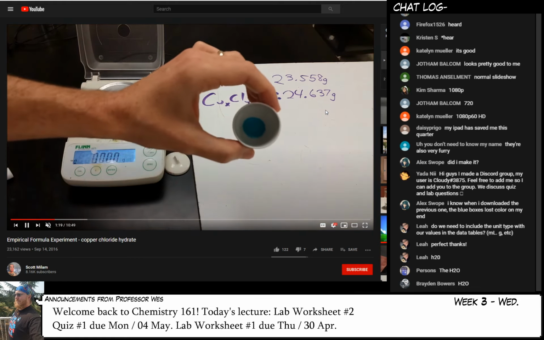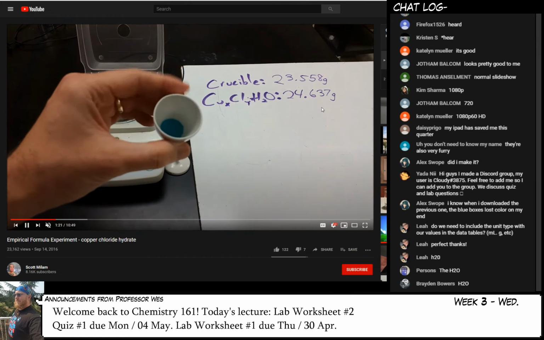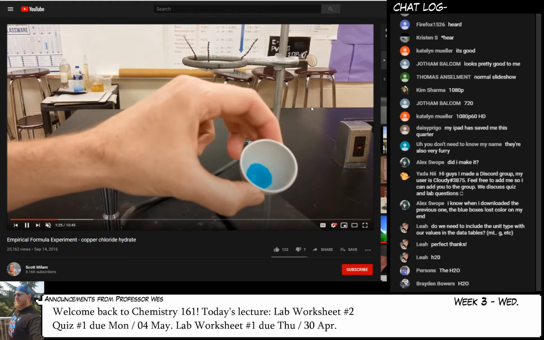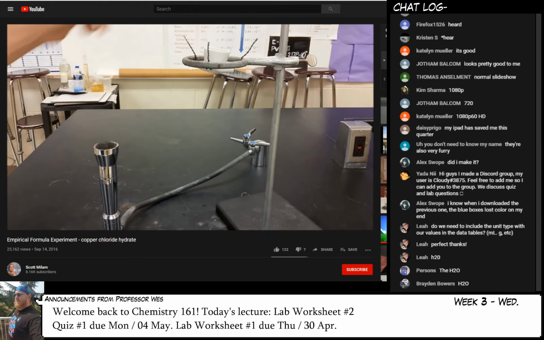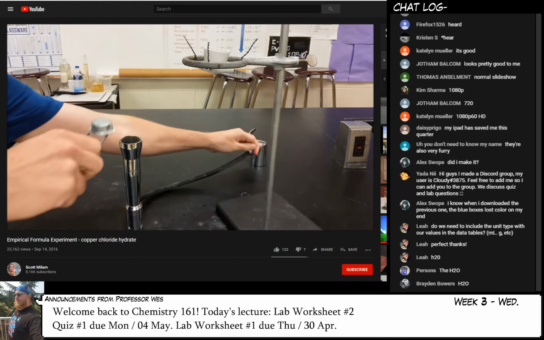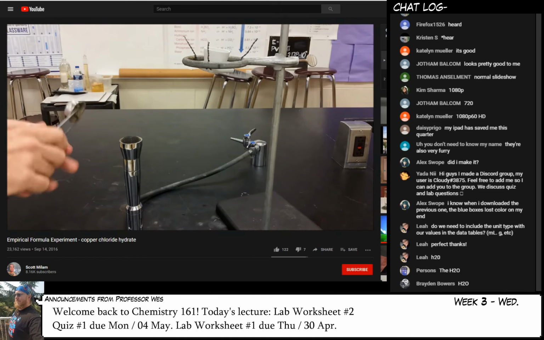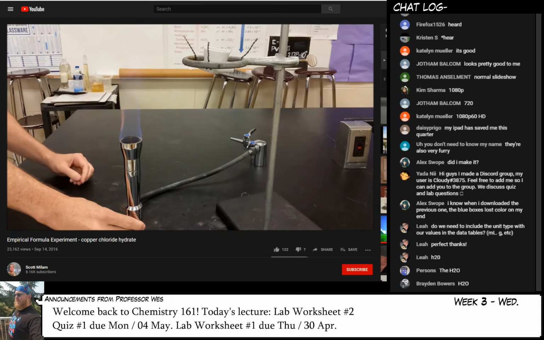All right, so there's the sample. That's what we're going to heat. So to drive off the water, we're going to heat the heck out of it. So there it is again. Turn on the Bunsen burner. They get better Bunsen burners because I don't know. They have to deal with those little striker things, though, and that's obnoxious.